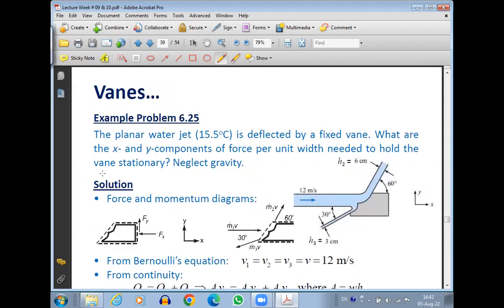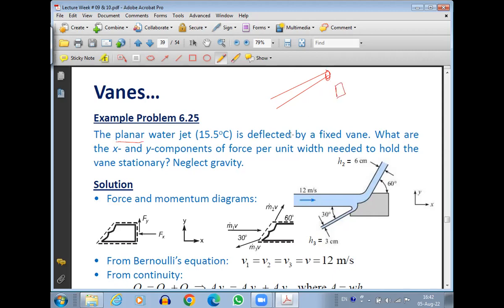So, a planar water jet. Now this is important. When we say a planar water jet, it means you have a jet of water, but it is not circular. Normally, whenever it is a jet of water, we assume that water is flowing, so it must be a circular jet. But when we say planar water jet, it means it is not circular. It means the section is a plane.